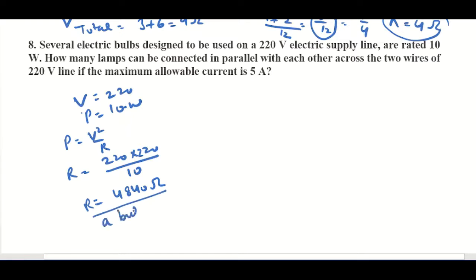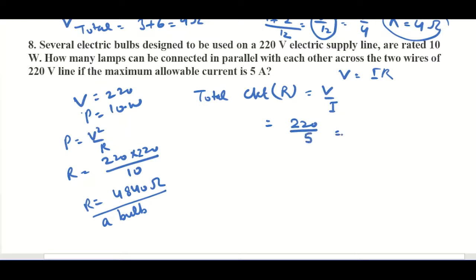One bulb has this much resistance. Okay, and now find the total circuit resistance. V is equal to IR, so R is equal to V/I, where V is 220 and I is 5. So the total resistance of the circuit is 44 ohm.